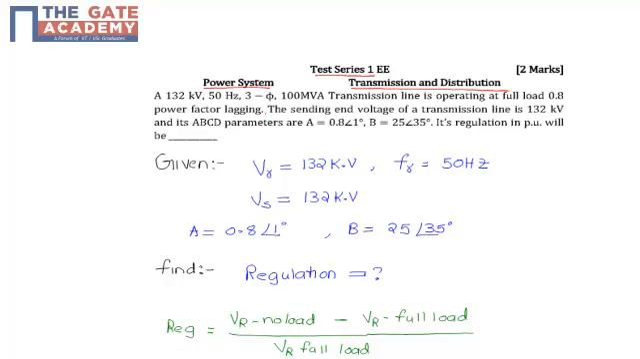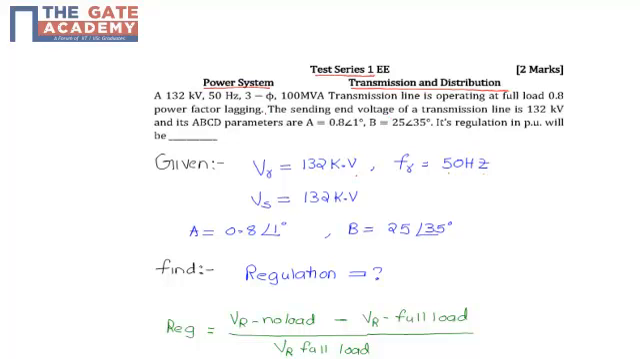It is nothing but 3-phase supply, 132 kV, 50 Hz frequency, from a 100 MVA transmission line operating at 0.8 power factor lagging, which is nothing but the receiving end voltage VR is 132 kV and the frequency is 50 Hz.